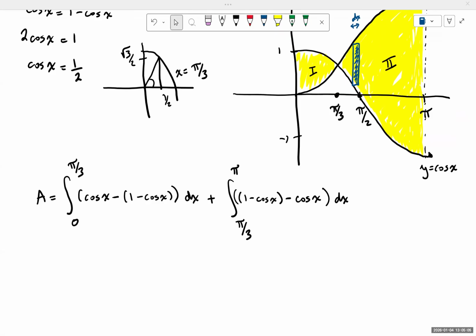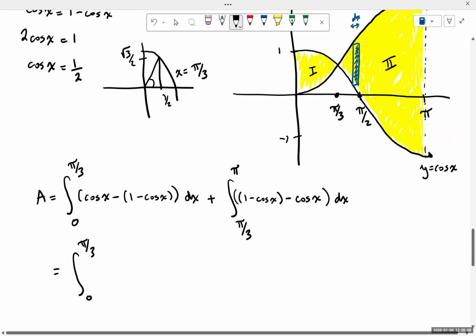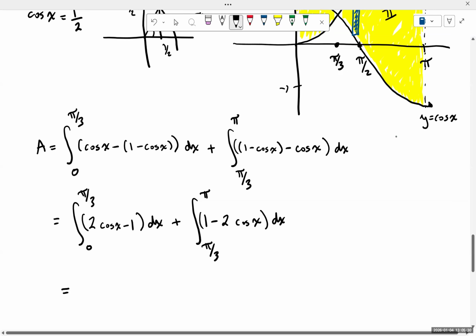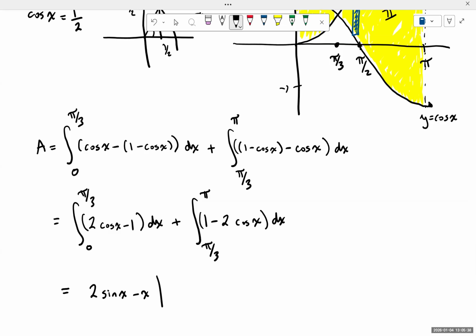Now, we had to be real careful with the setup because they're different, right? Because this is 2 cosine x minus 1 on the first part, and then this is 1 minus 2 cosine x on the second part. They are similar enough that it's not like it's a lot of work, right? Because it's going to be the same thing, right? The integral of the derivative of sine is cosine. So this should be 2 sine x minus x. And then this one is going to be x minus 2 sine x.